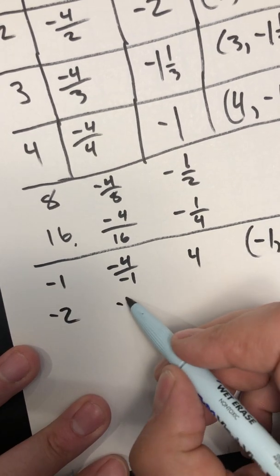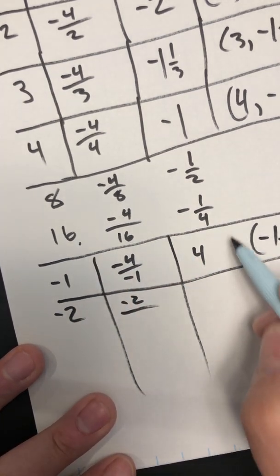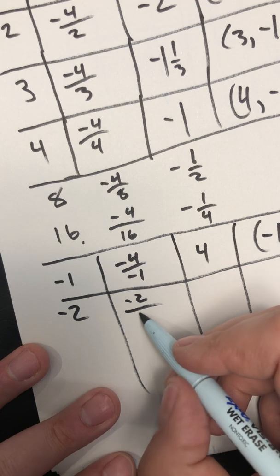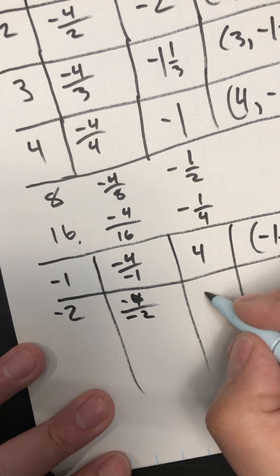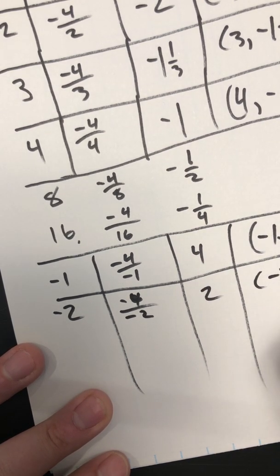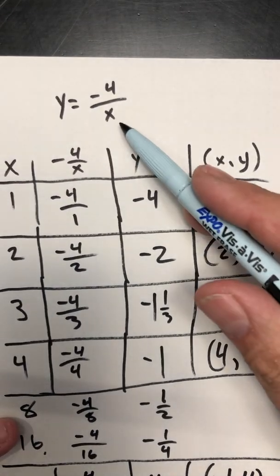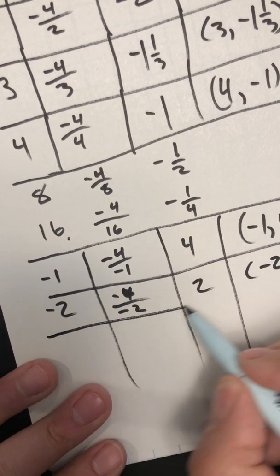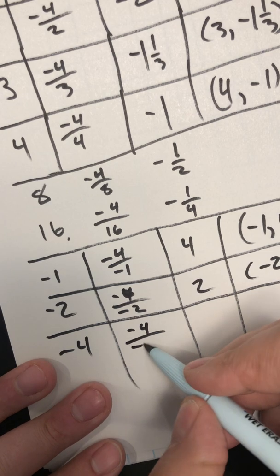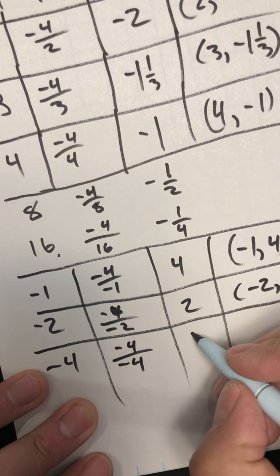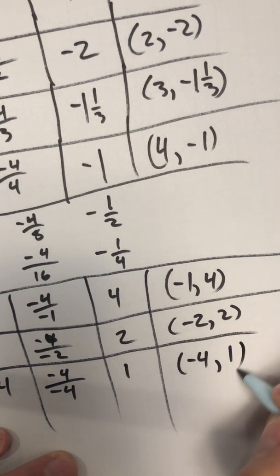I have negative 2, so that's negative 2 over, here I'll draw a line of demarcation there so you see what's going on. Negative 4 over negative 2 is a positive 2. Negative 2 and positive 2. It's looking like it's just the opposite of these. Makes sense. Negative 4, so I would have negative 4 over negative 4 is a positive 1. So negative 4 and positive 1.